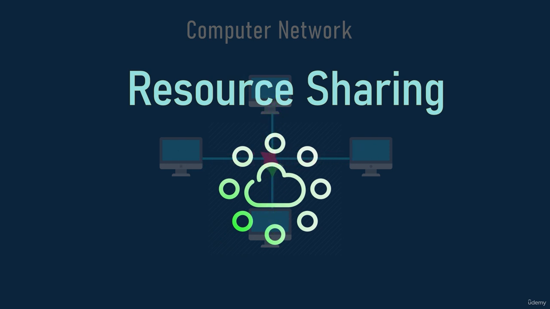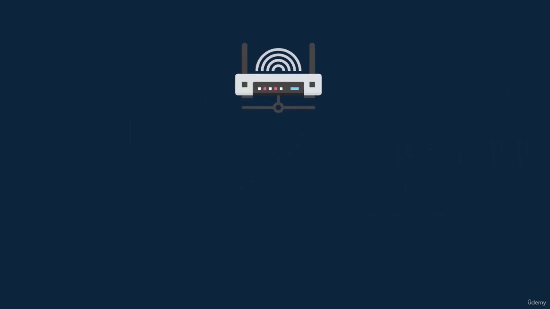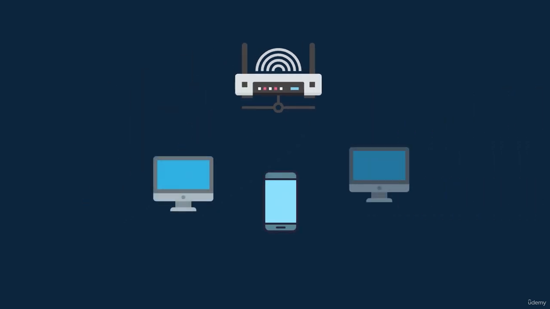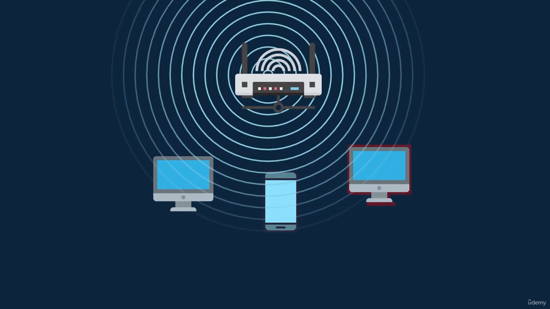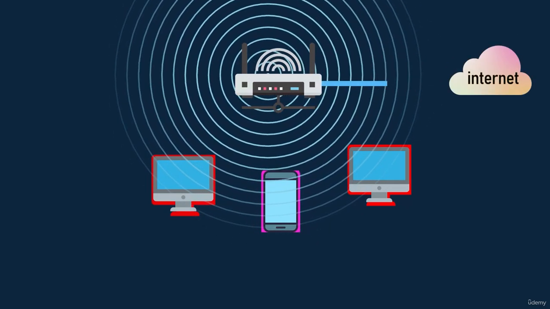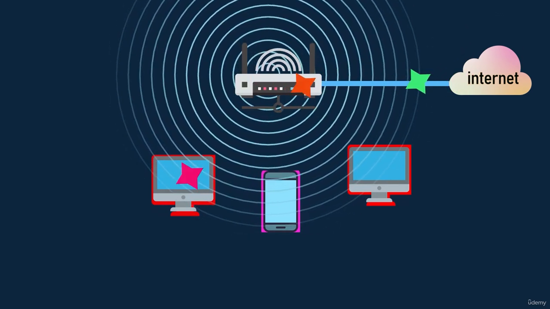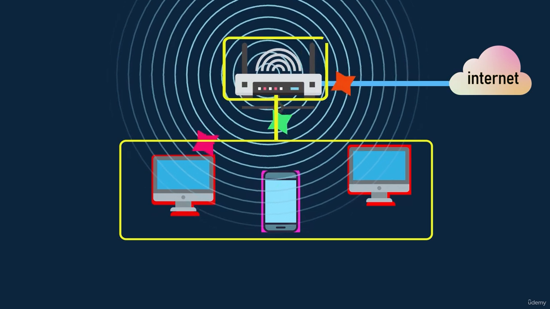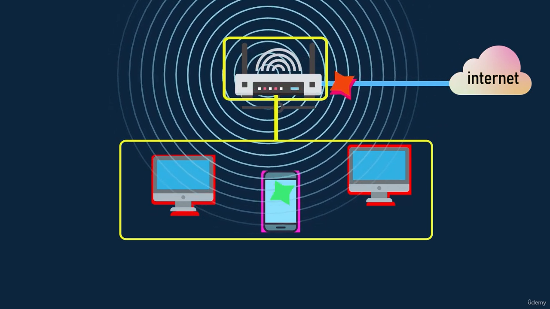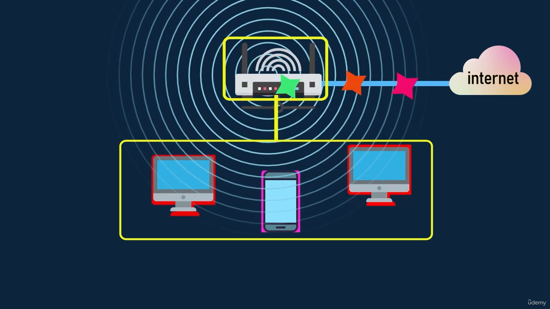A network can be either wired or wireless. In a wireless network, devices connect to the network using Wi-Fi, right? When you connect to a Wi-Fi network, you and all other devices connected to that network can access the internet, right? This is an example of resource sharing, where multiple devices connected to the same Wi-Fi network share or utilize the internet connection provided by the Wi-Fi network.